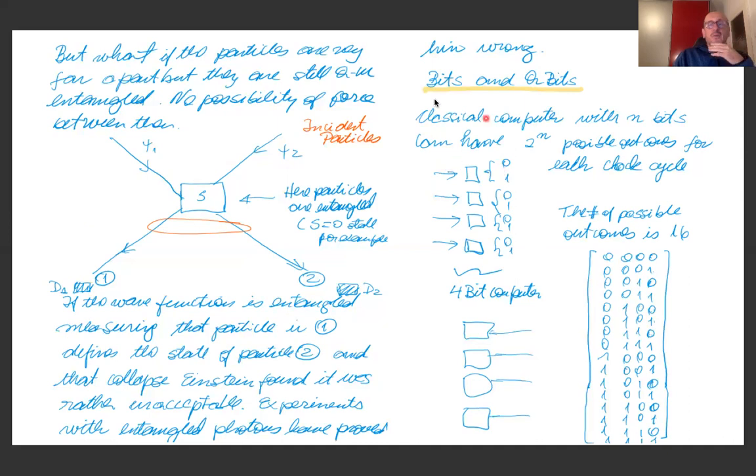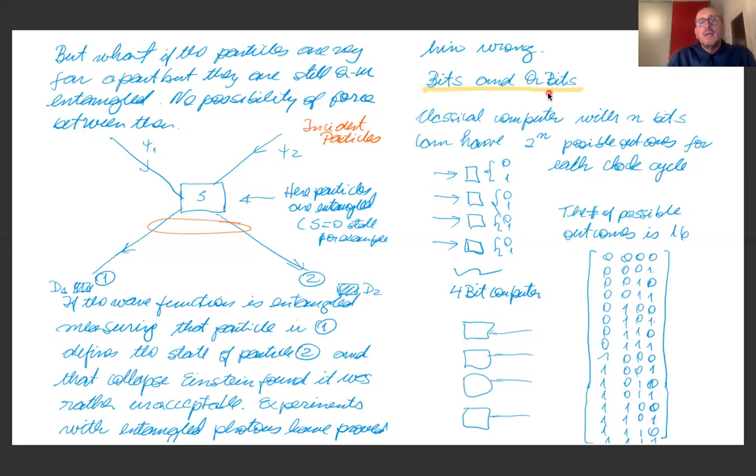So we have bits and qubits. Bits are in a classical computer. It's not classical quantum mechanics in all these machines that we're using right now. And qubits are the ones that are in modern quantum computers. So it's a bit associated with a quantum computer versus a bit associated with a computer.